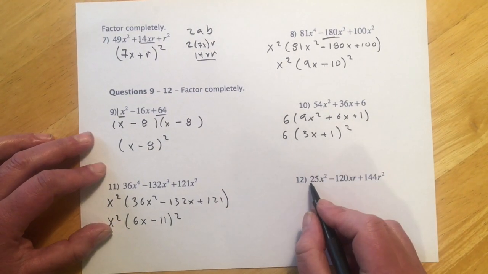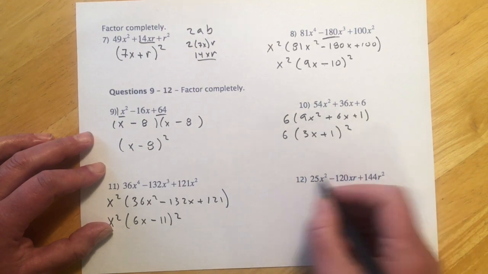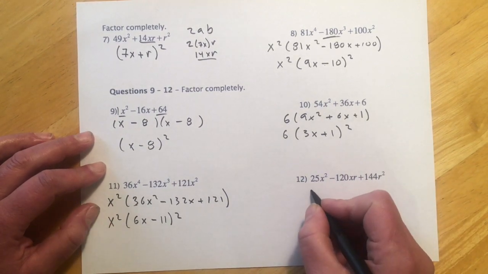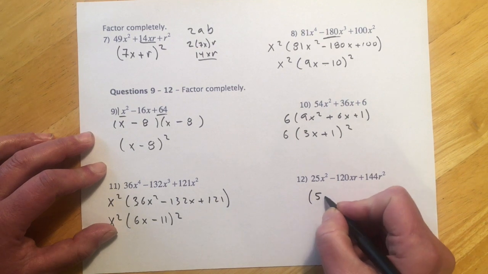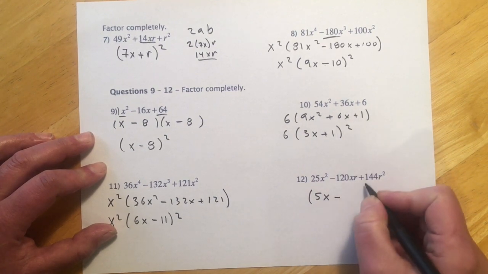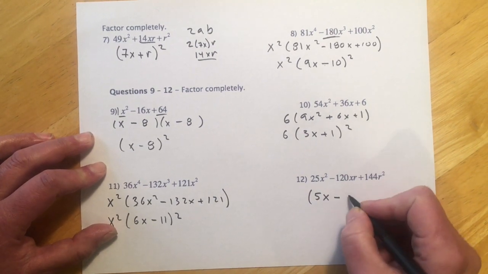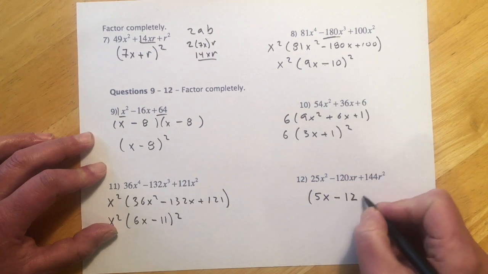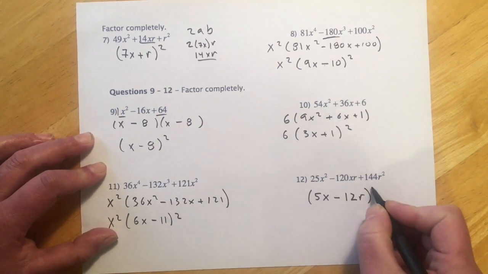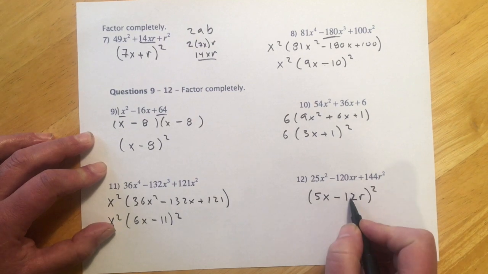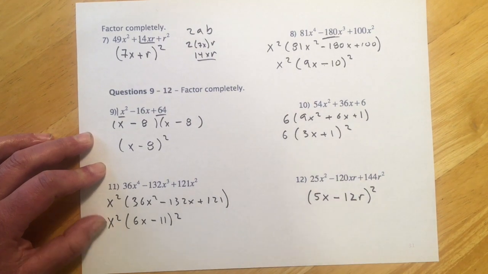Number 12, no GCFs. It does have that extra letter on the end, but not a big deal. It's just going to go 5x. That's a minus, so that's a minus. 144 is 12 squared, and then it needs the r with the square. So if I go 5 times 12, that's 60, double it for 120.